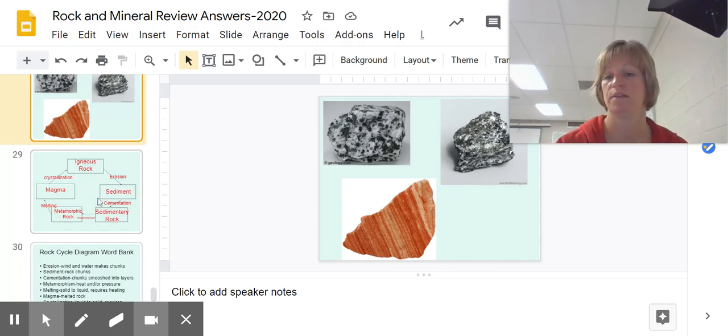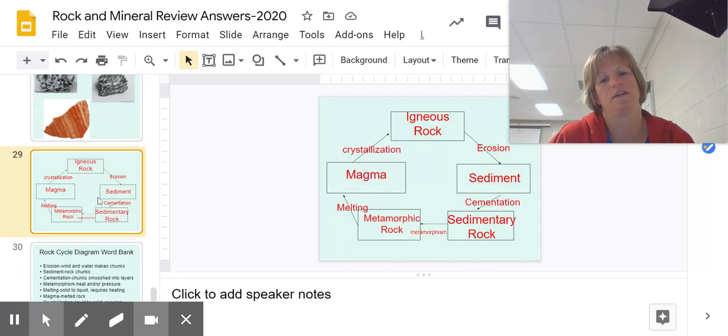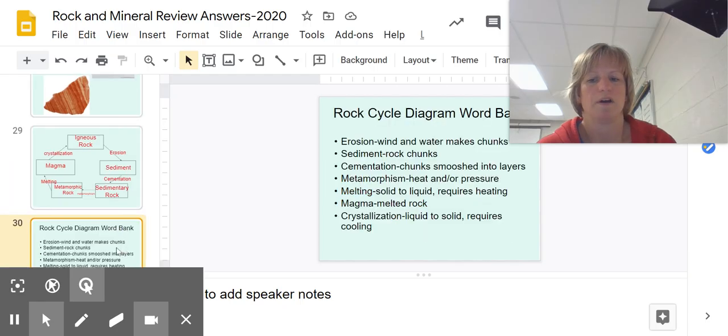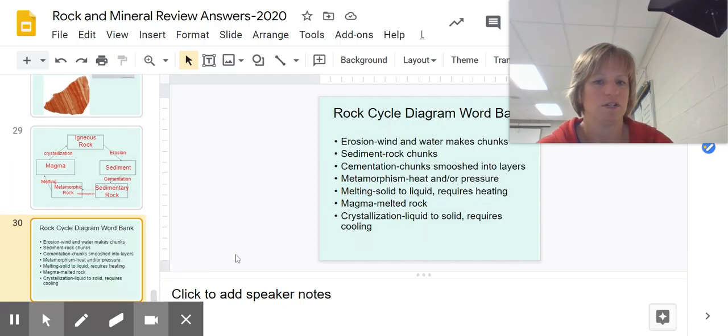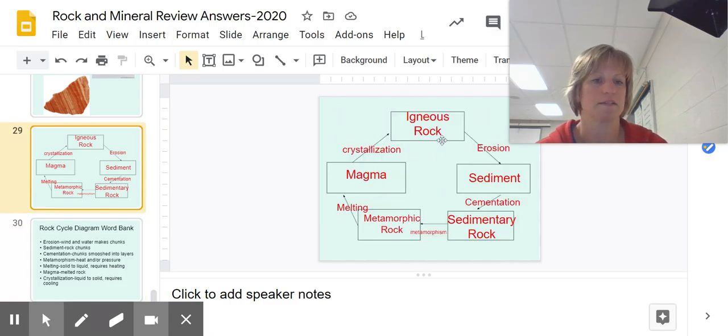And then to end, on the back of your review sheet, of course, we have this rock cycle diagram. And so I also wanted you to define these words. You do not have to write out definitions, but you do need to be able to match them in a multiple choice setting. And so let's look at igneous rocks. They're eroded by the wind and water. So erosion is the process of making chunks. Then sediments are the chunks. Cementation is how those chunks get smushed to be a sedimentary rock.